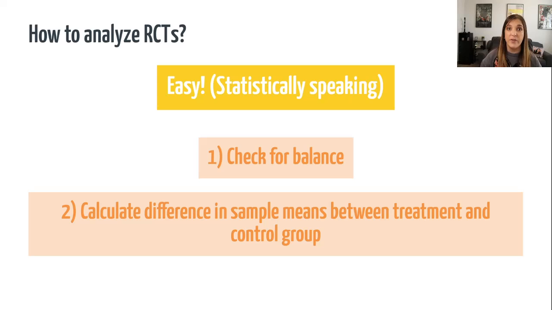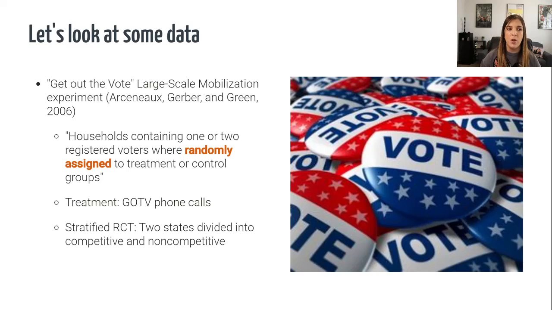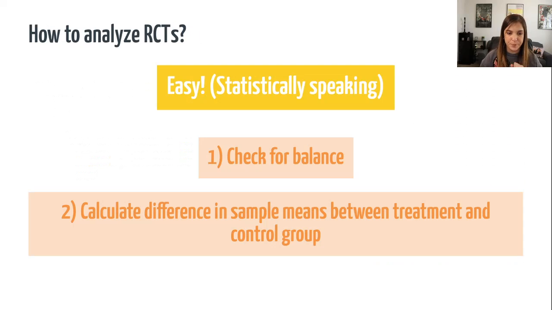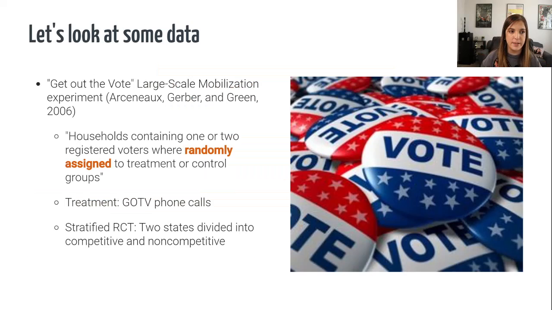And the second thing is, after you check for balance and you think that everything is looking okay, you just calculate the difference in the sample means between the treatment and the control group. Easy as that. So the difference between the samples, you can do it either by literally running just a t-test in Stata or R, or you can also just run a simple regression. Outcome regressed on the treatment assignment, and that should give you your estimate of the treatment effect. Easy peasy.